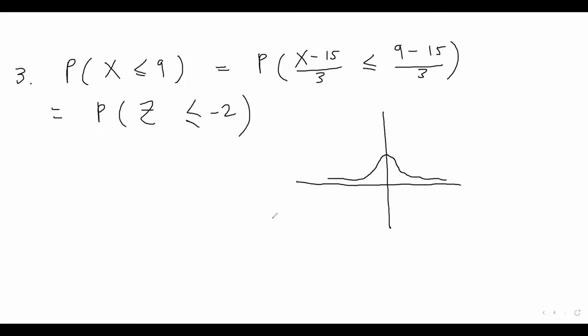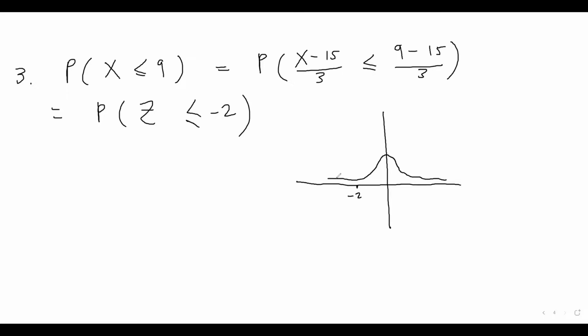It's minus 2. So the probability that X is at most 9 is equal to the probability that Z is at most minus 2. So we would draw a little rough sketch of the standard normal curve. And let's indicate minus 2 there on the sketch. Suppose this is minus 2 here. Again, this is just rough, it's not to scale.